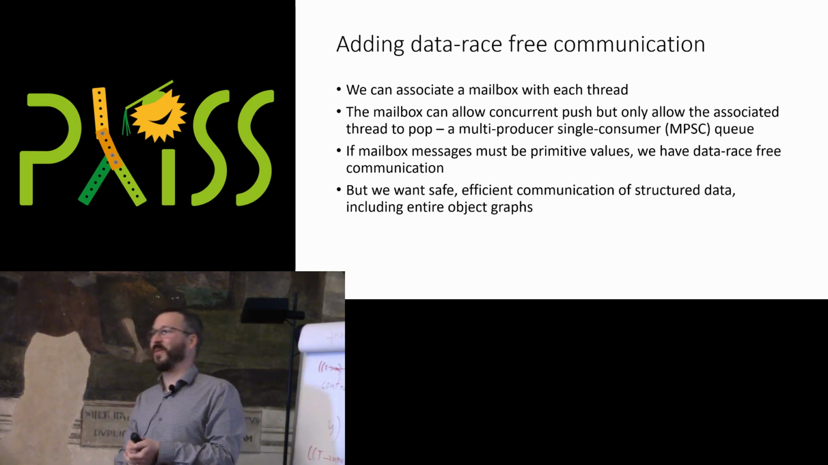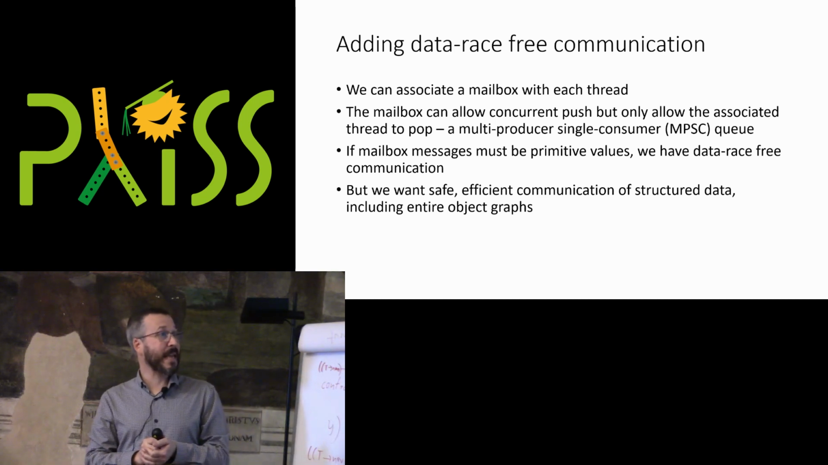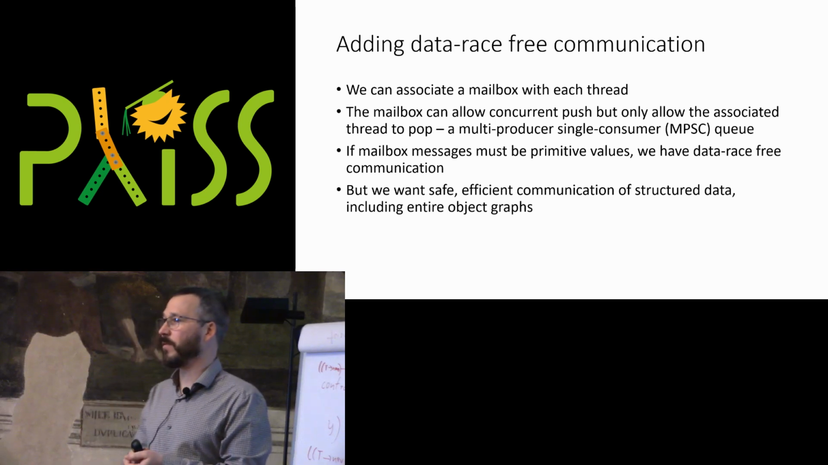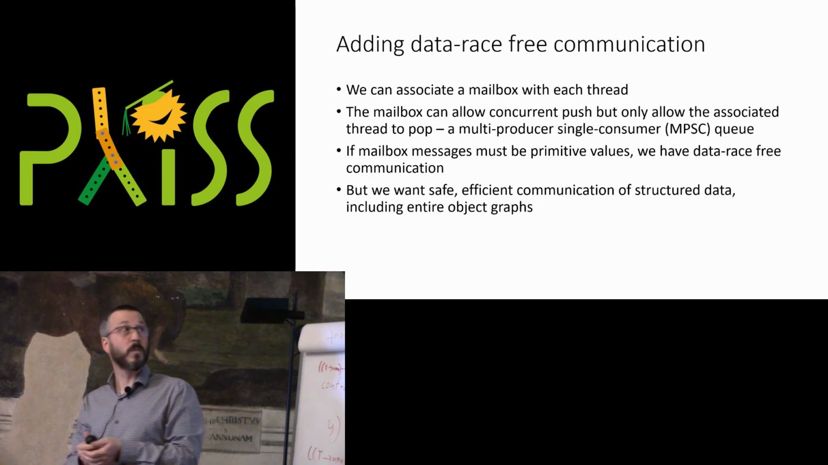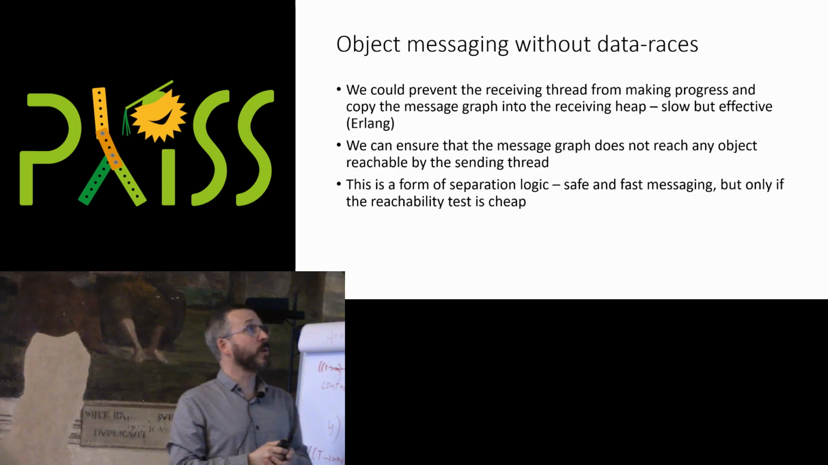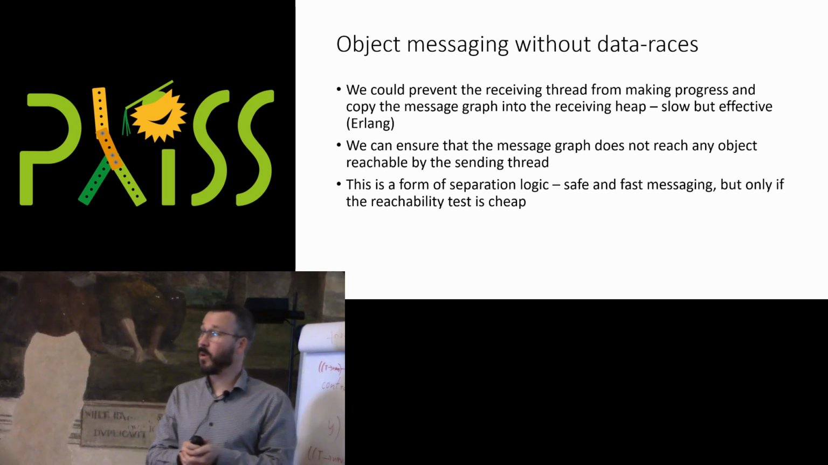Except that we don't want to communicate primitive values. We want to communicate object graphs. We want to send entire object graphs between threads. So that doesn't really work. What could we do? We want object messaging. We could prevent the receiving thread from making progress when we want to send a message.